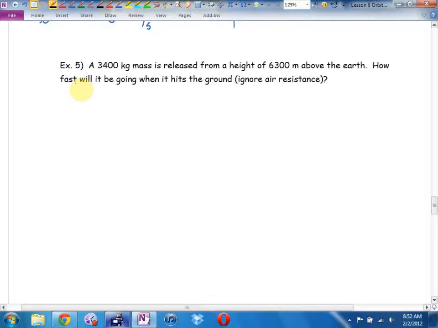Okay, so I am not going to start out by going this, because we are not in a stable orbit. Do we have a change in height? Yeah. And we have a change in speed? This is a job for conservation of energy. This is a job for us to say the amount of kinetic energy at the beginning and the amount of potential energy at the beginning is going to be equal to the amount of kinetic energy at the end and the amount of potential energy at the end.